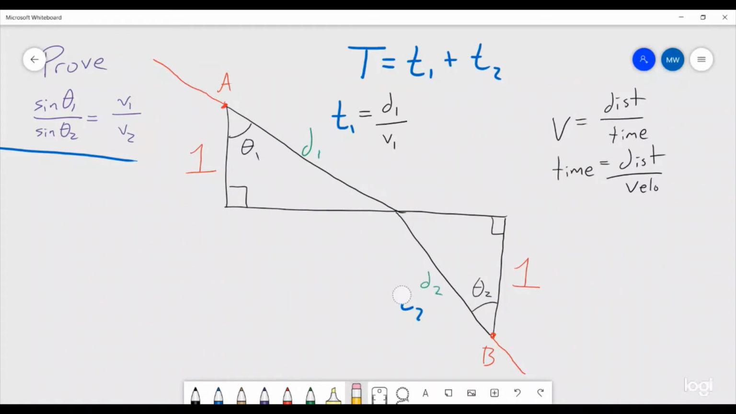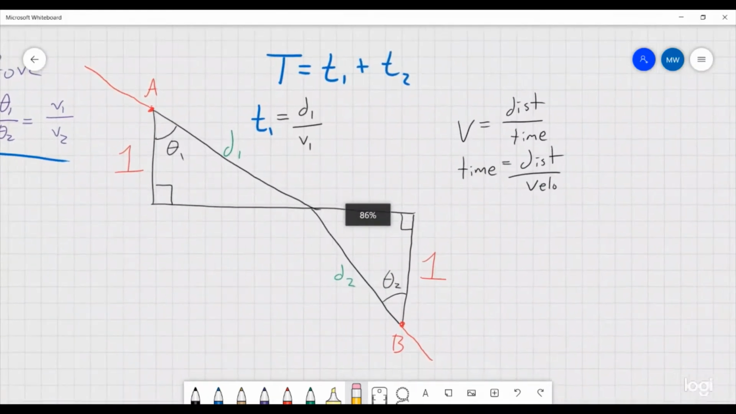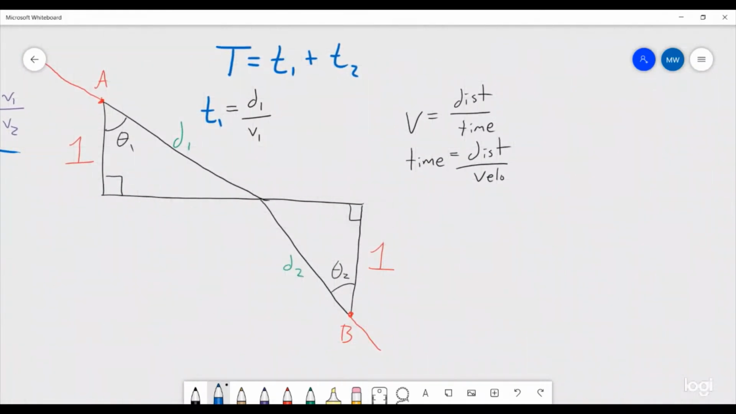So what we can do now is we now have a way to write our time equation in terms of something else. So we have time is equal to distance 1 over velocity 1 plus distance 2 divided by velocity 2. Remember, velocity 1 and velocity 2, those are constants. So the only variables currently are d1 and d2, because those might change. So how can we maybe reduce this down to only have one variable?